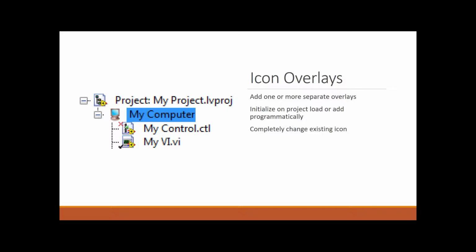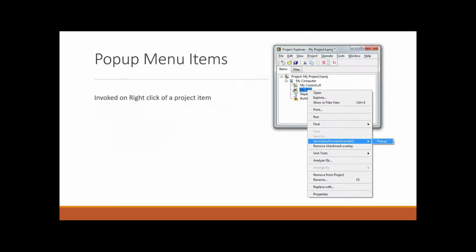Yep. So you can add some icon overlays to your project. You can also change the icon completely if you want to. I'll show you some examples of how this is used creatively. You can do menu pop-ups, so if you right-click on an item in the project, you can add menu items to it, and these pop-ups are specific per the thing you click on. So you can filter by, if it's a VI, you get one set of things, and if it's a controller, you get another set of things, something like that.